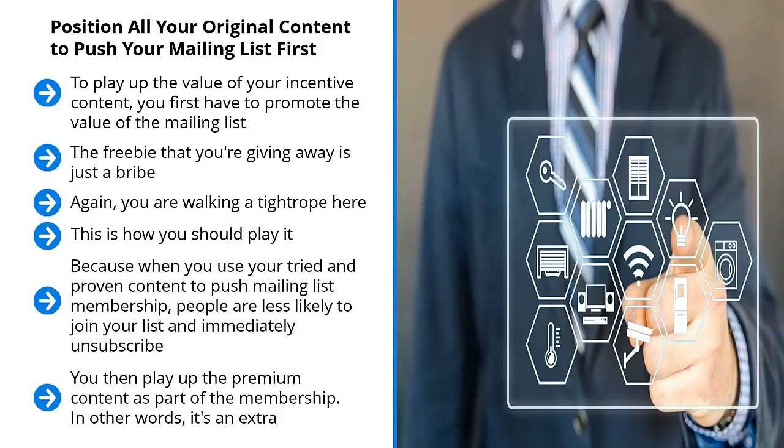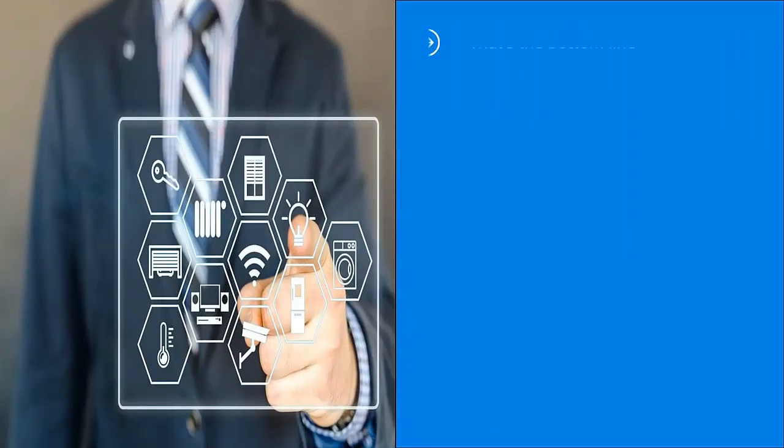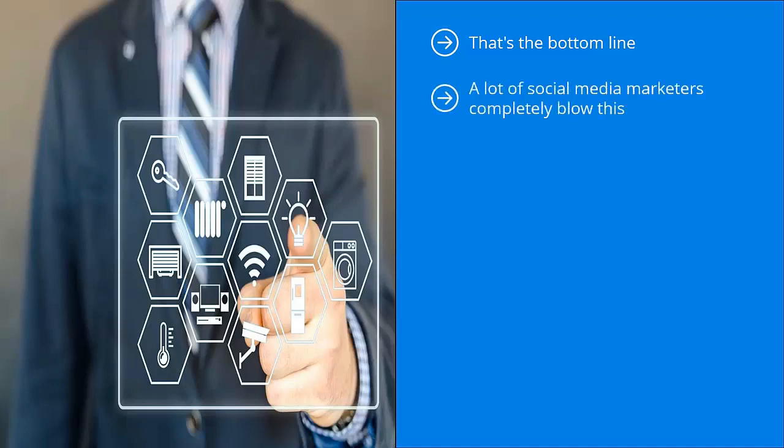I hope this is clear because you want to play up the list first, but it must be obvious that you are using the premium content, whether it's a free book, a booklet, a cheat sheet, some sort of pre-recorded video, or something else, as a means to get people to make a decision. That's the bottom line. You want the incentive to push people to make a decision to join your list, but all your original content, and your website by extension, should push the reader to see the value of being a list member. A lot of social media marketers completely blow this.